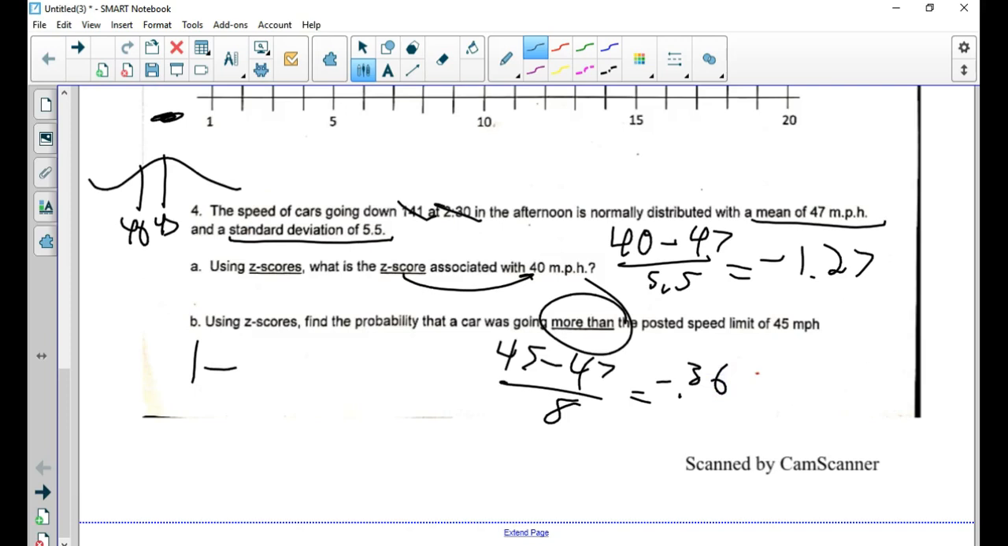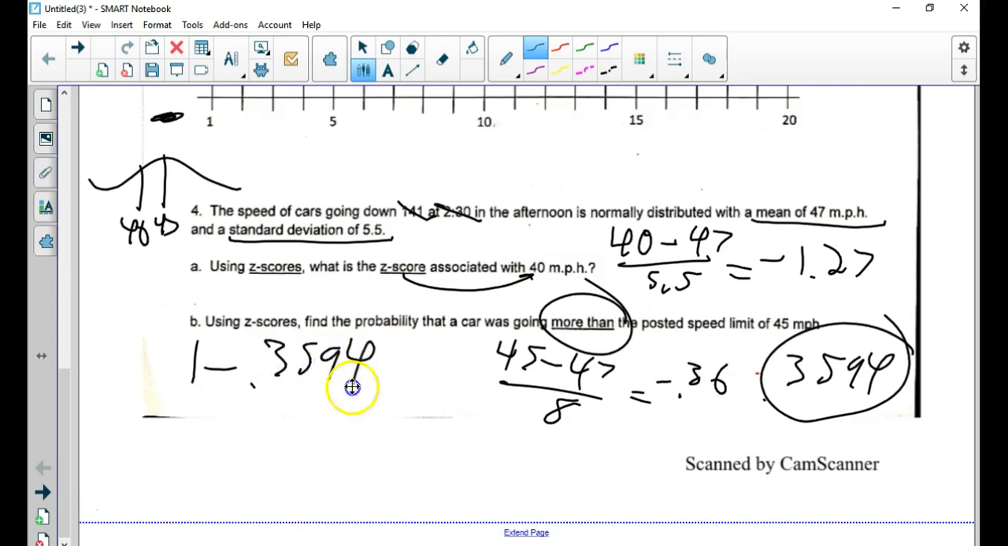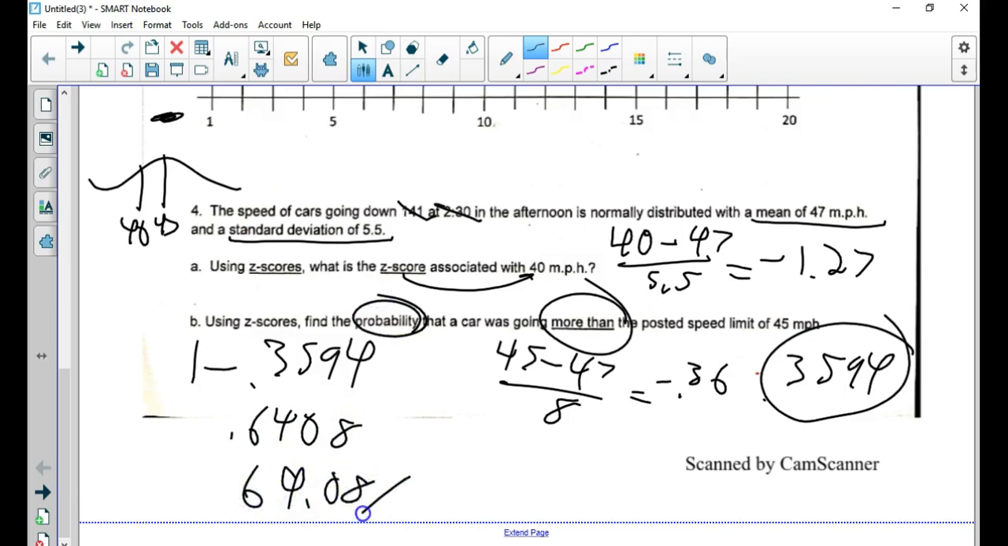And when we do, we get 0.3594. Now that's the area left of that z-score. We don't want that. So that's why we're going to write it over here and subtract it, which gives us 0.6408. And since it says probability, we're going to move that decimal to the right, 64.08%.